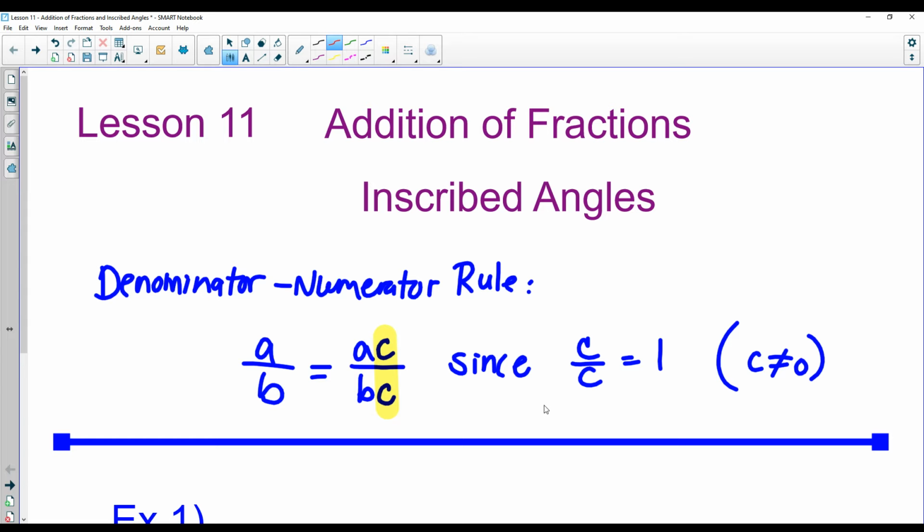Lesson 11, Addition of Fractions and Inscribed Angles. First of all, let's deal with addition of fractions.